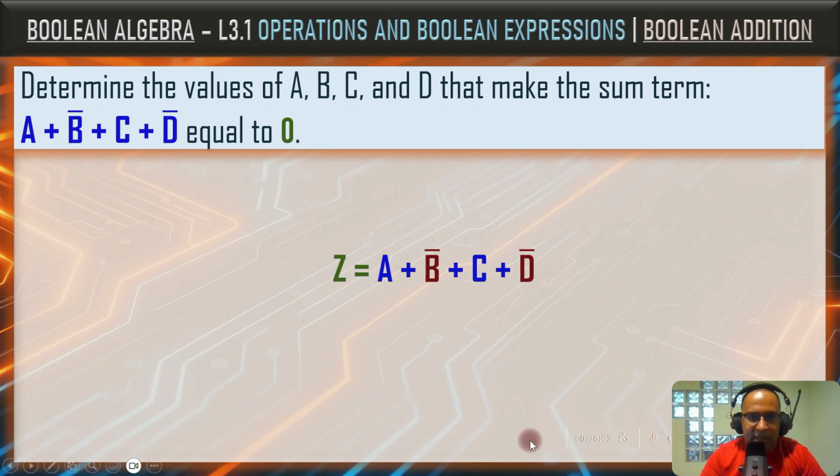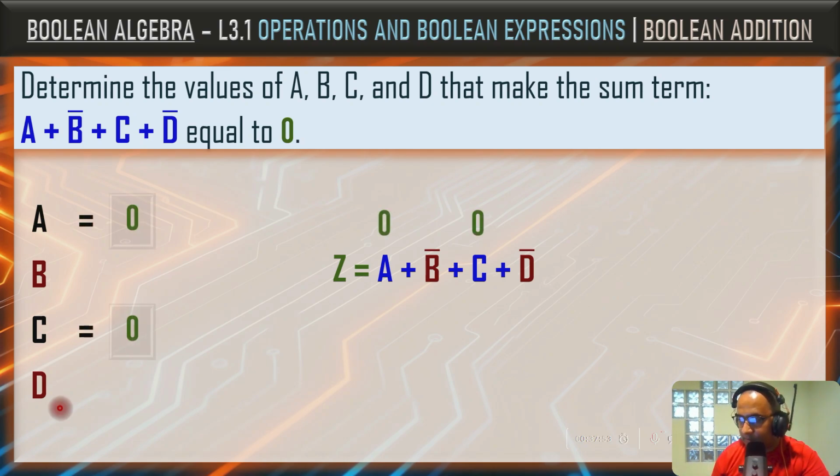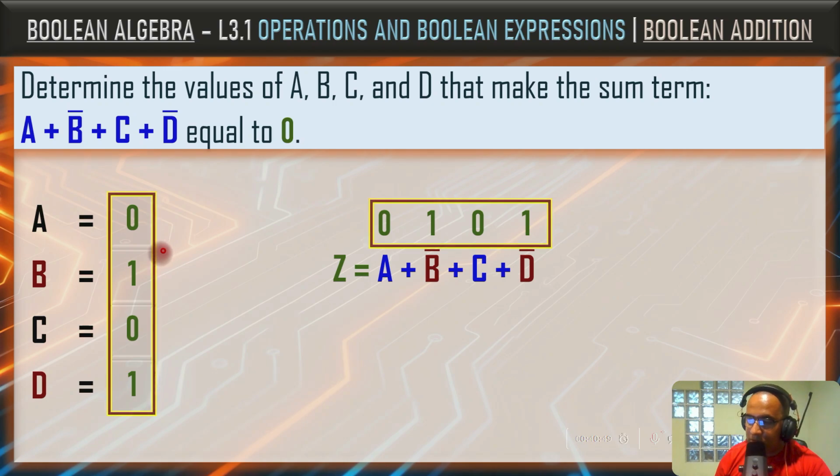Step 1. Let's understand each term. Look at the expression again. We have the variable A in its normal form, B in its complemented form, that is B negated, C in its normal form, and D in its complemented form. Since the output must be 0, all these must be 0 at the same time. So step 2, determine the required values. To make each term equal to 0, A and C must be 0, like this. To make the complemented variable equal 0, B and D must be 1, okay? Like this. So the values that satisfy the condition are A equals 0, B equals 1, C equals 0, and D equals 1.